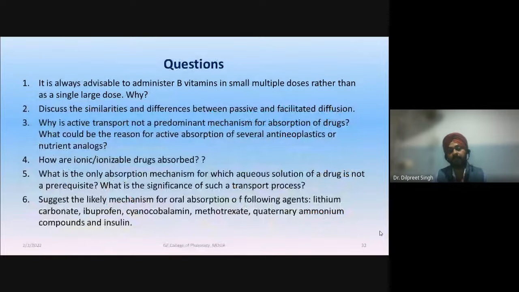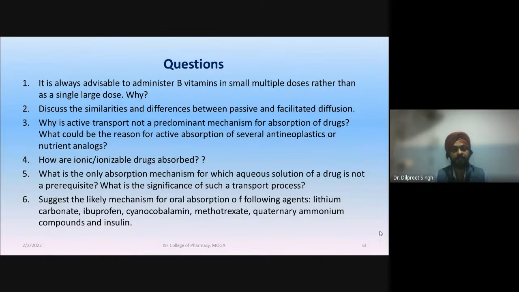The question in this topic that we need to cover is why it is advisable to administer vitamin B in small multiple doses rather than a single dose. The answer is that vitamin B administered in multiple doses is absorbed by the pore transport mechanism, which doesn't allow the absorption of higher doses because higher doses need larger openings, and the pore transport allows the movement of the drug through small openings. So it is always advisable to administer vitamin B in small multiple doses.